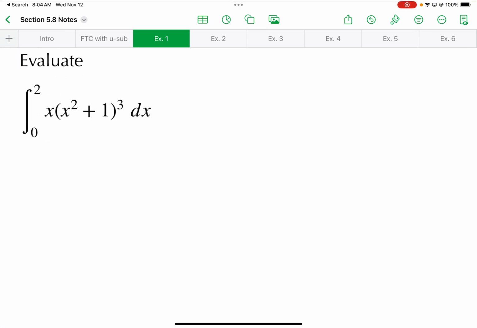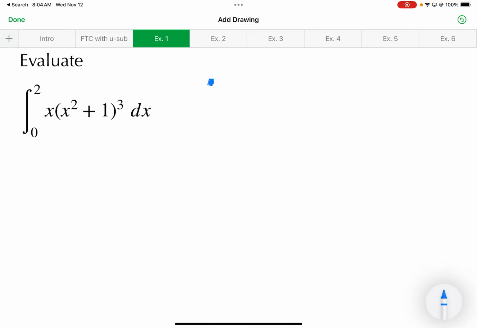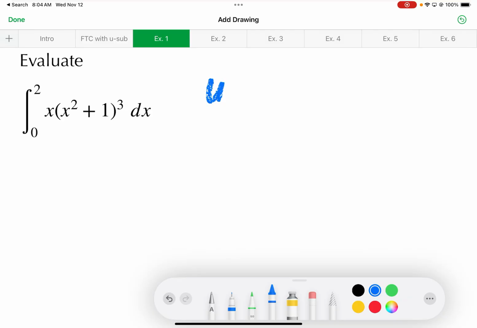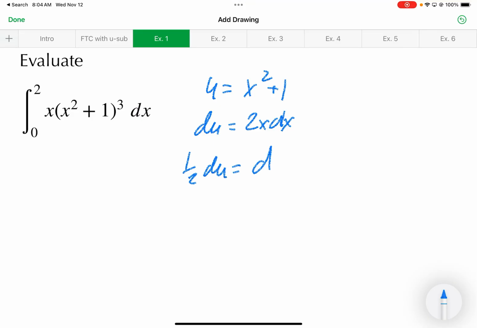Let's start here. So I want to do a u-sub. We're used to u being the value inside of our grouping symbol. That's not going to change for this one. So we're going to start by letting u equal x squared plus 1. We take our derivative, 2x dx. We toss a half out in front, show that step, I suppose.